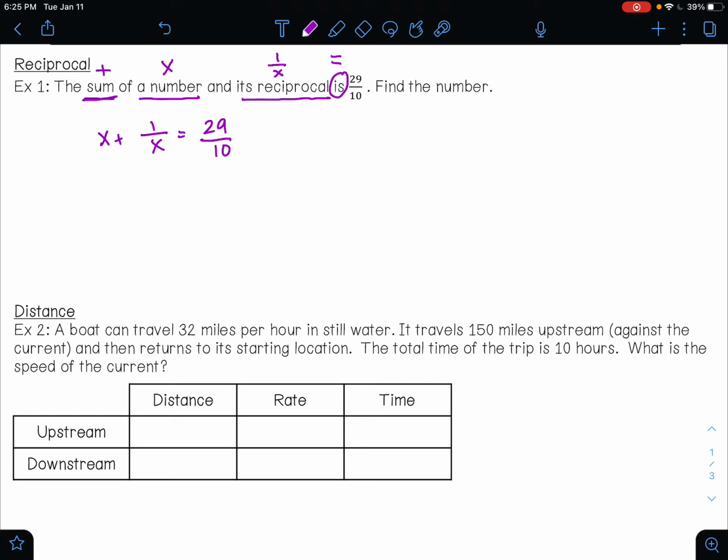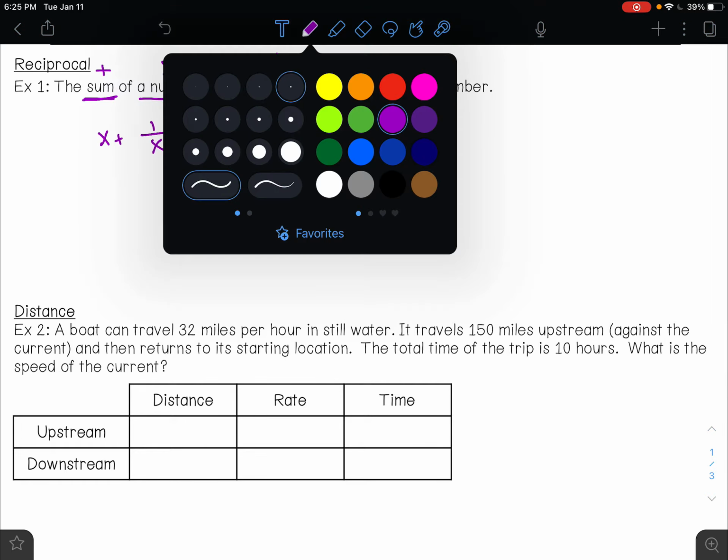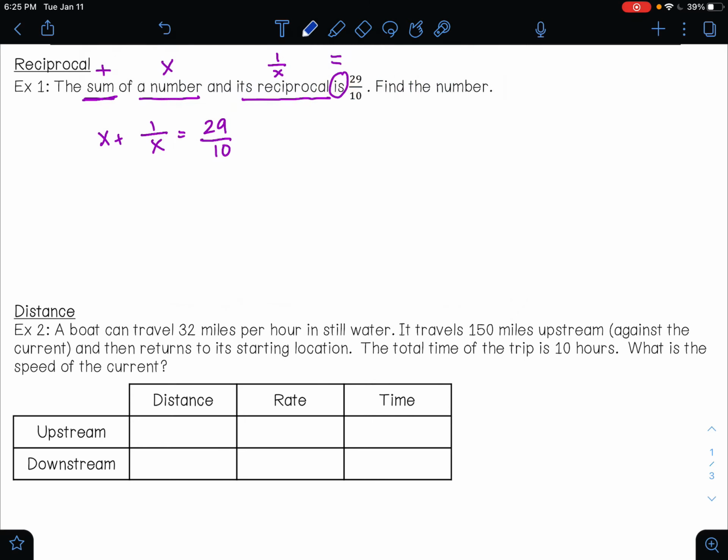So we have created a rational equation, and we can use this rational equation to solve this word problem. Your first step is going to be to find a least common denominator. For this equation, my least common denominator is 10x. So I am going to multiply every term by 10x. 10x times x is 10x squared. 1 times 10x is 10x, and then here my x's will eliminate, just leaving me with 10. And then here my 10's will eliminate and leave me with 29x.